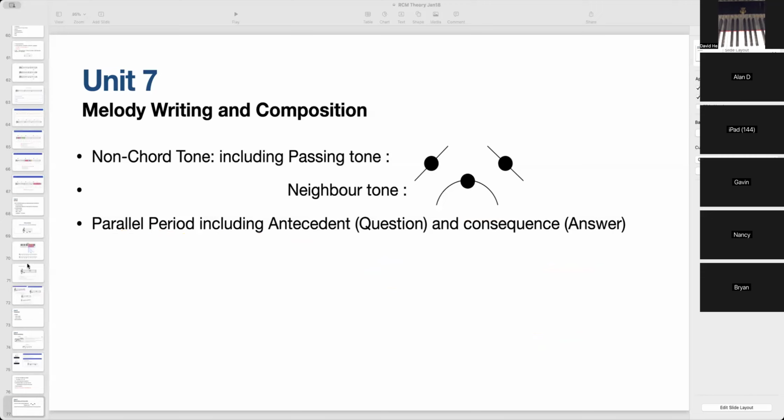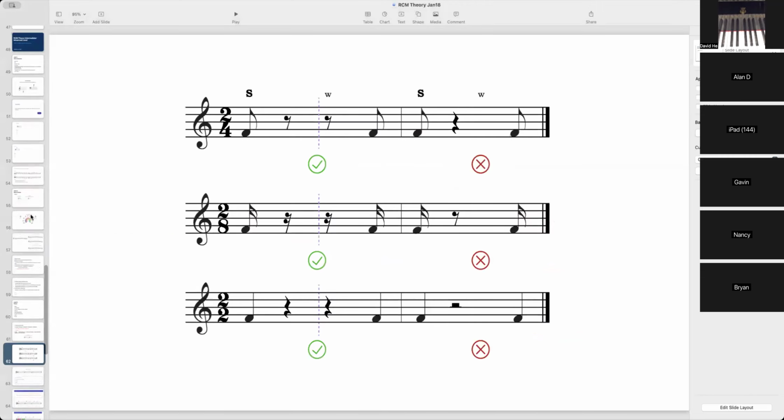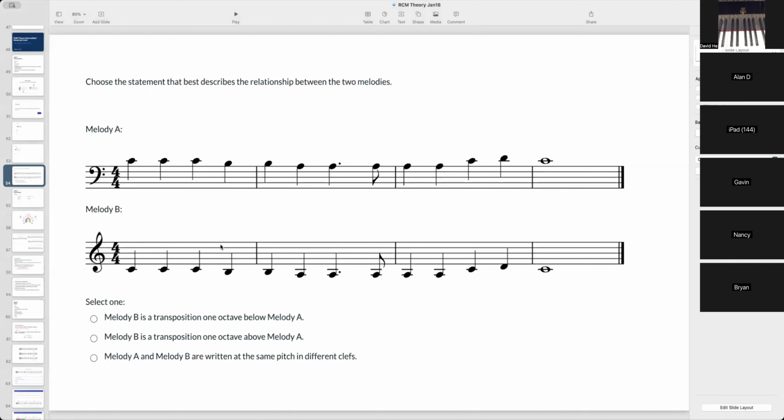Let me take a look at it. For example, this one is C major, so the last note ends on C. This sentence is called the answer, or consequence. Okay, this one's called answer.